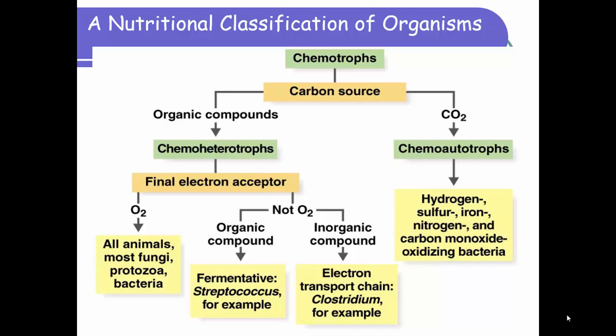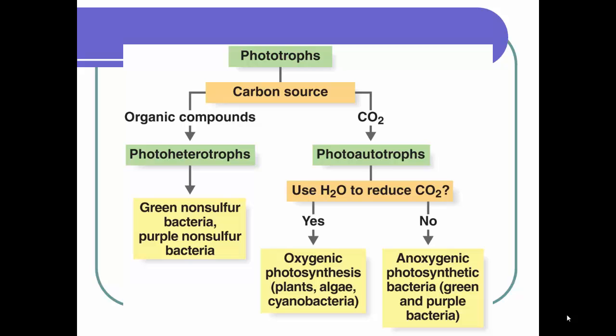If, however, you're a chemotroph that uses CO2 as a carbon source, you're a chemoautotroph. This includes the hydrogen, sulfur, iron, nitrogen, and carbon monoxide oxidizing bacteria. We don't worry about these guys too much because they don't cause disease.